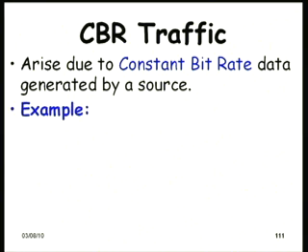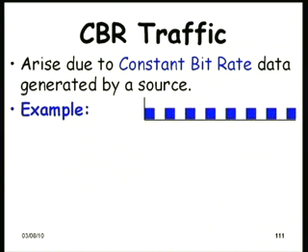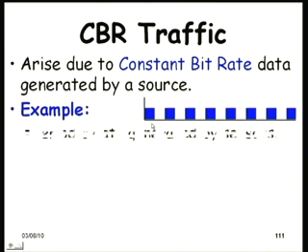The constant bit rate data is generated by several types of sensors, and also the commands to the actuators are in terms of constant bit rate. So over time you see a constant size of data being transmitted on the network.